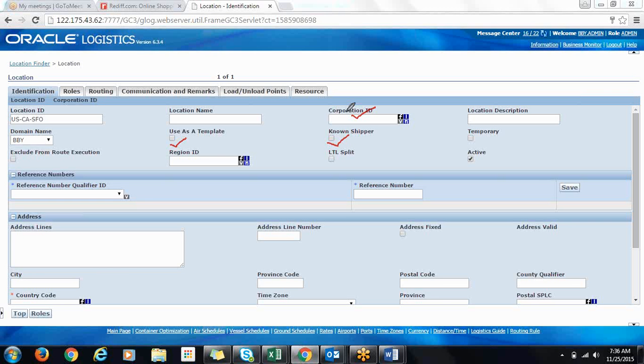So a location, whether it is my vendor location, my freight forwarder location, or my own location, how do I know that? That classification can be done by assigning a corporation. So corporation primarily defines the organization to which this location belongs. Also, please note it is not mandatory. How do I know whether it is mandatory or not? Anything which is marked with a red note is called mandatory.